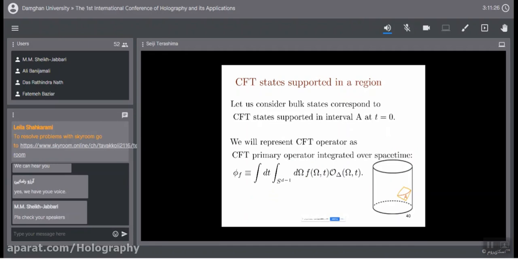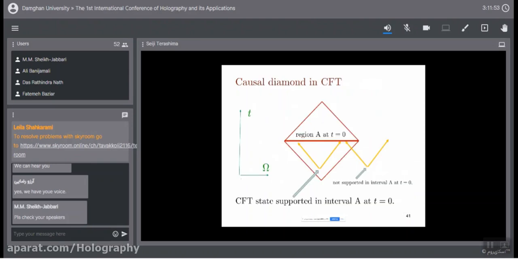Let's consider a state corresponding to a CFT state supported in interval A at t equals 0. Then we represent the CFT operator as the CFT primary operator integrated over the space-time. Here we just consider a primary field without derivative, but if we integrate over the whole field, we can represent any operator. Okay, so then we consider such a thing.